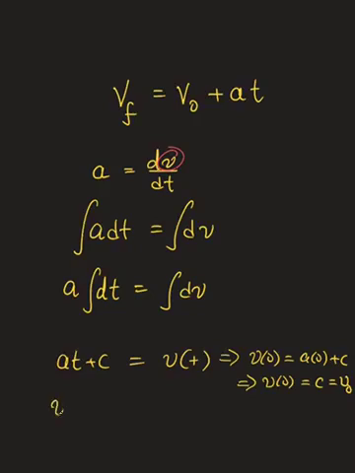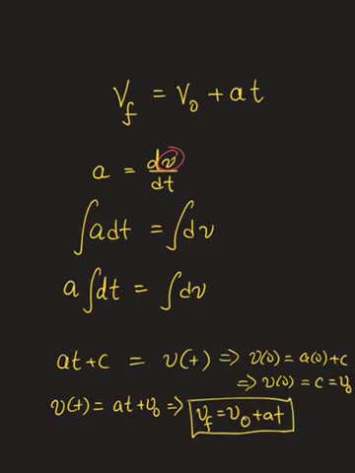So we could now write the velocity as a function of time as at plus v naught. Now most textbooks actually write v of t as v final. So we could rewrite this equation as v final equals v initial plus acceleration times time, and that was the equation that we wanted to derive.